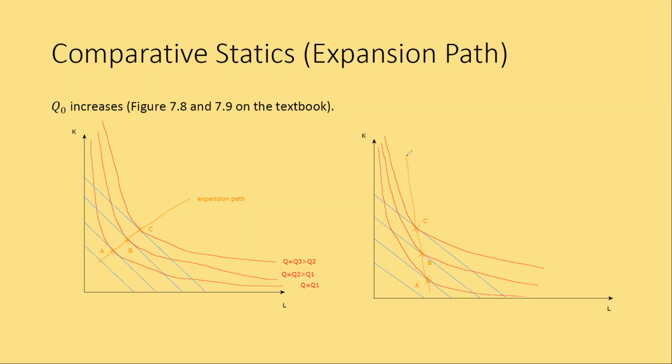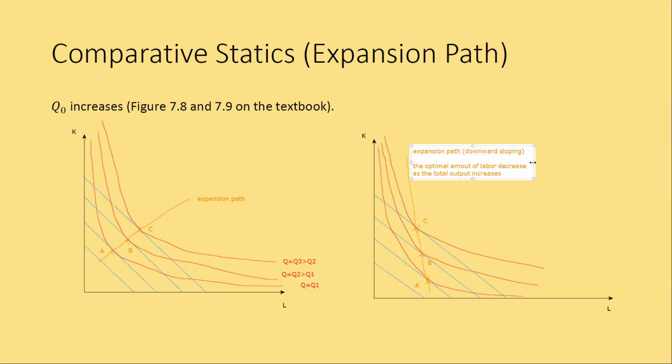the expansion path may be, well, in this case, it is downward sloping. And the optimal amount of labor the firm uses is decreasing as the total output increases, right? So this is the expansion path. This is downward sloping. I want to say that the optimal amount of labor decreases as the total output increases.